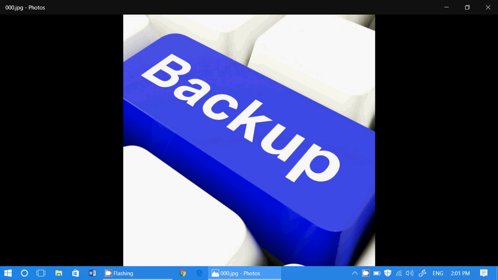And remember, taking the stuff off of your PC to put it on the hard drive so you have it only on the hard drive is not a backup. A backup consists of at least two different places where you have your stuff. That's a backup.